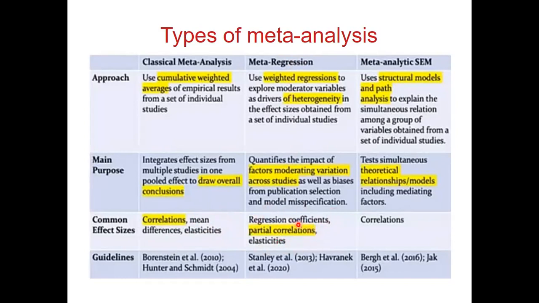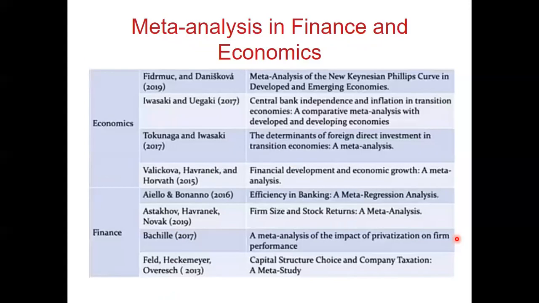Now, all these are reported in primary studies, okay? And therefore, when we are doing meta-regression, for example, we'll be extracting these from those journal articles. For meta-analysis, for example, in most cases we use correlations. Very important. Now, you can get some guidelines from Borenstein, Hunter, and Schmidt, of course, for each of these. And there are many papers which I will link to the presentation below for your perusal.